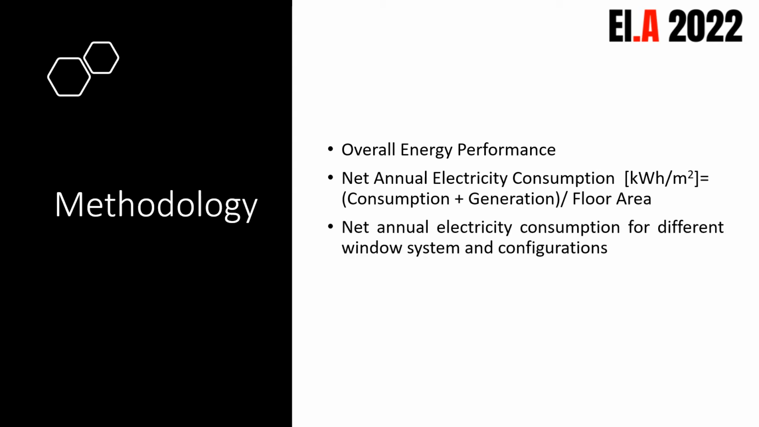In each simulation, the tool computes the net annual electricity consumption of the room having a window system such as electrochromic, STPV, and standard glazing with a certain configuration and orientation. The lower the net annual electricity consumption value compared to the baseline, the better the glazing performance.